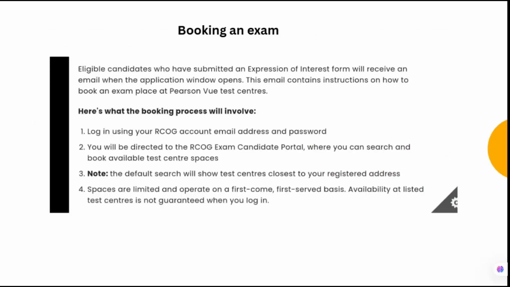Then comes the last step, that is booking the examination. Generally they will declare on the website when the booking window will open; we'll see that in the subsequent slide. Once the booking window opens, you have to log in using your RCOG account email address and password. Then you will be directed to the RCOG exam candidate portal, where you can search and book the available test center.